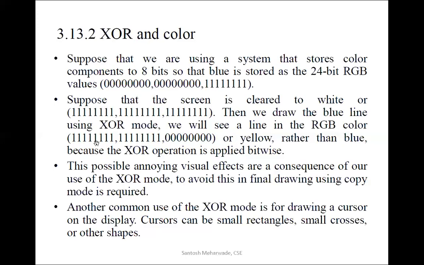A kind of yellow color means red and green combined. You get this rather than blue, because the XOR operation is applied bitwise. Whenever you use the XOR operation, you are interested in the blue line, but you get a kind of yellow. These possibly annoying visual effects are a consequence of our use of XOR mode operations.